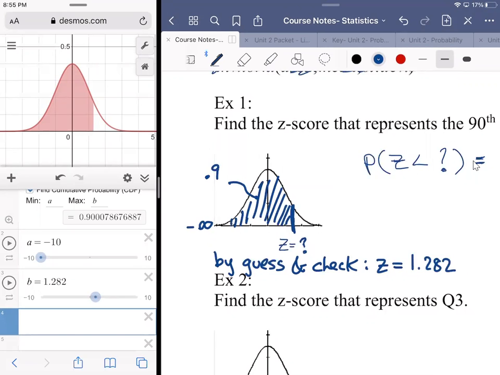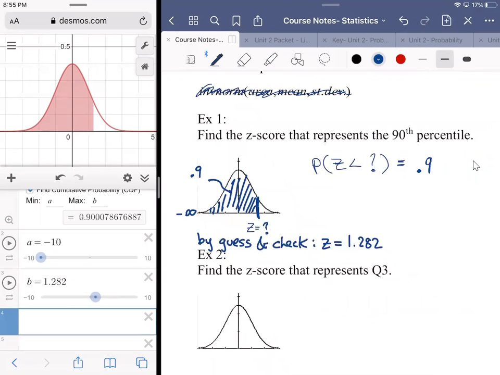Right? Obviously, it would be equal to something a little bit more precise because I didn't hit directly on 0.9, but I got pretty close. So maybe it's like 1.2817 or something like that. But like I said, there's got to be a better way. So here's the better way.